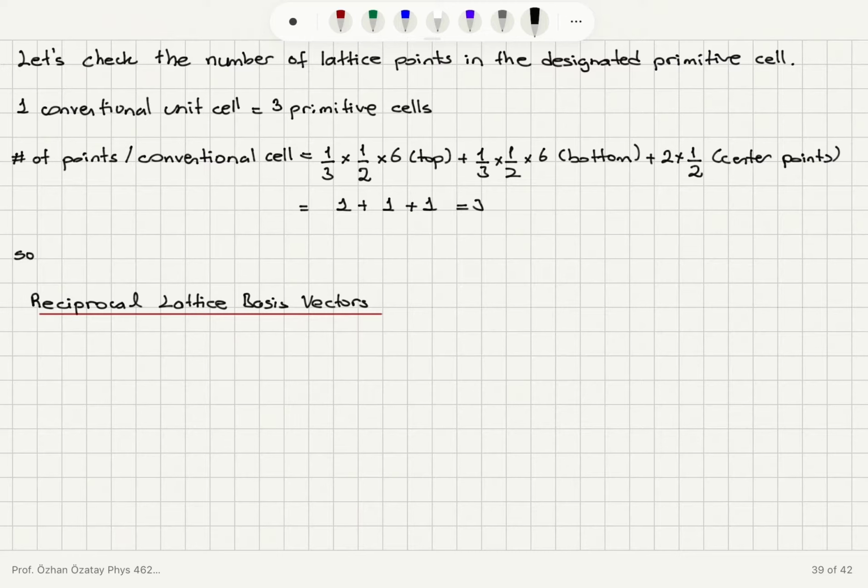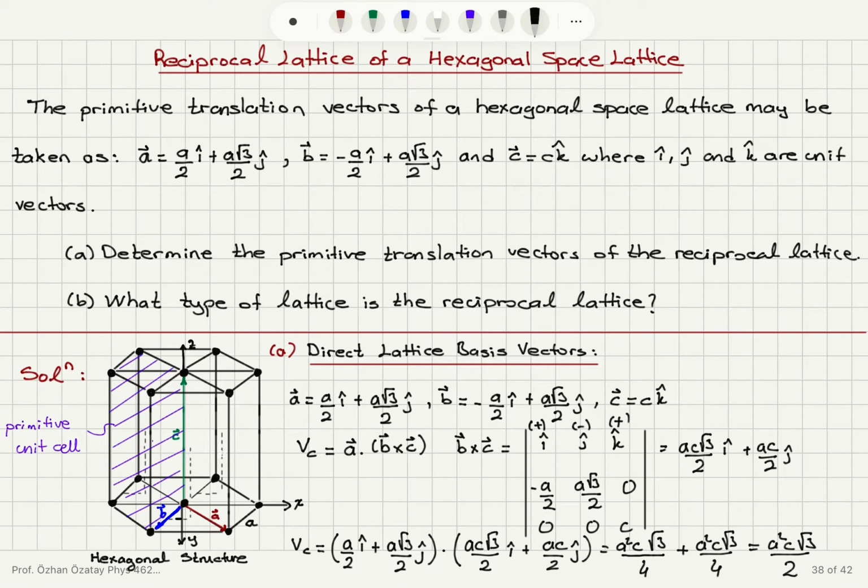So what is the number of points per primitive cell? Because I have 1/3 of the conventional cell occupied by the primitive cell, 3 divided by 3, 1. So this really checks. So therefore, what I have suggested as a primitive cell is a primitive cell.